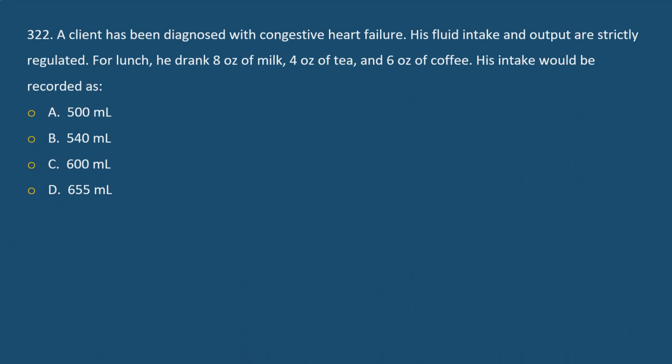Question 322. Client has been diagnosed with congestive heart failure. His fluid intake and output are strictly regulated. For lunch, he drank 8 ounces of milk, 4 ounces of tea, and 6 ounces of coffee. His intake would be recorded as A. 500 milliliters, B. 540 milliliters, C. 600 milliliters, D. 655 milliliters.